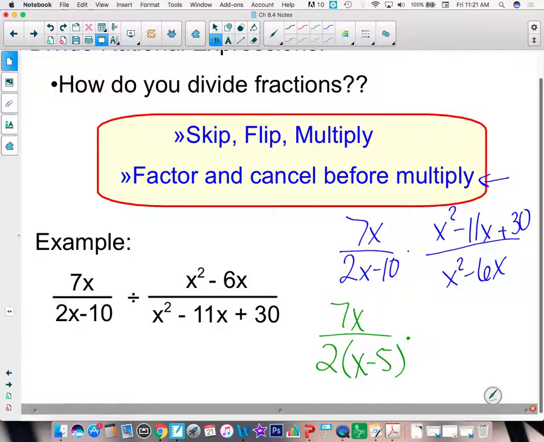Okay, this one, two numbers that multiply to give me 30, and add to give me a negative 11. 5 and 6, right. So they're both negative, so it's x minus 5, x minus 6. On the bottom, what am I going to take out down there? Just an x. That's the only thing you can take out. That's your greatest common factor.